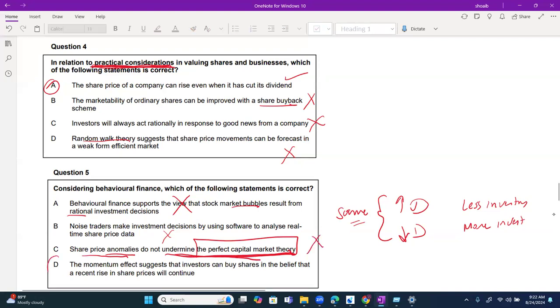This is incorrect. D is the correct answer. I haven't read the others, but if all the three are wrong, D is the correct answer. Momentum effect suggests that investors can buy shares in a belief that a recent rise in share price will continue. What is momentum? Momentum means if you buy the shares today, you're expecting that it will go up tomorrow, the day after tomorrow, and the day after that. If there is an upward momentum, prices will continue to rise more. If there's a downward momentum, prices will continue to decrease more. So, momentum. So, D is the correct answer.